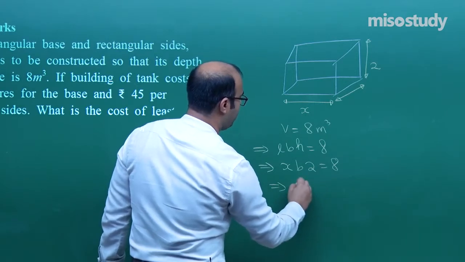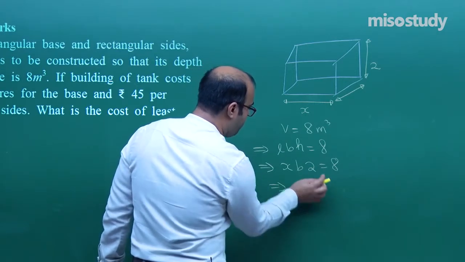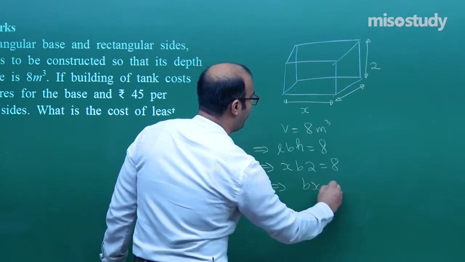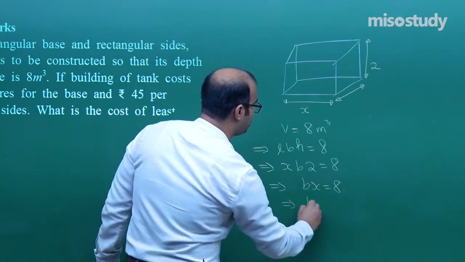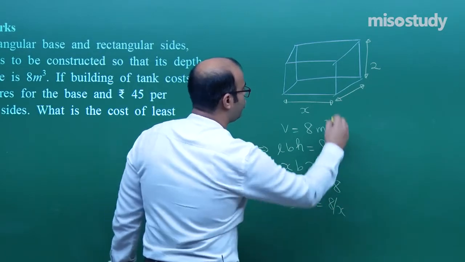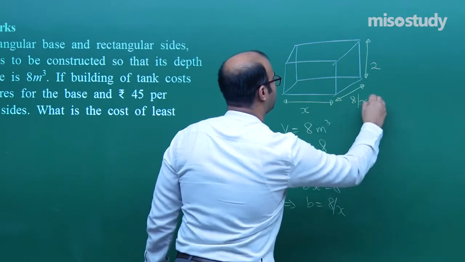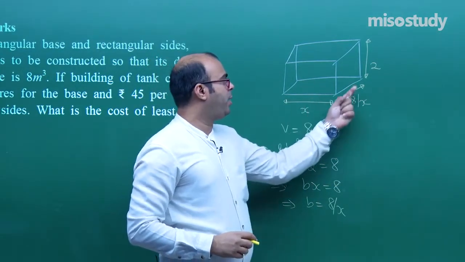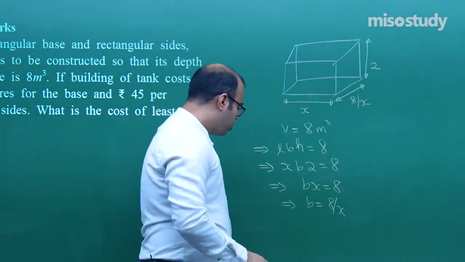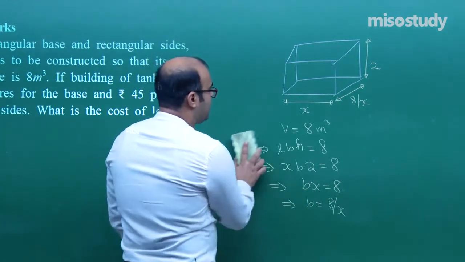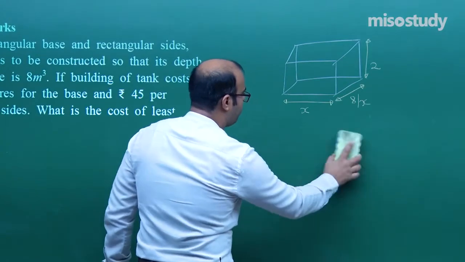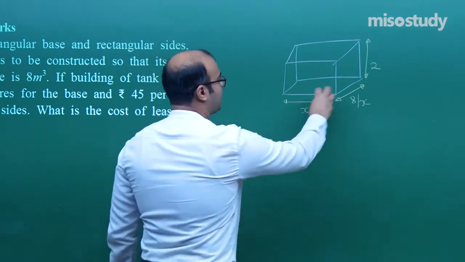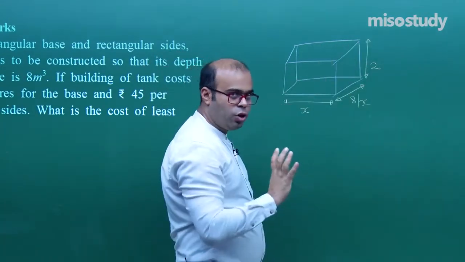So can we say that bx is equal to 4, or we can say the breadth is equal to 4 by x. So we can write it as 4 by x. Now we have all the dimensions of the sides, x, 4 by x and 2. So here only the variable x is varying. Depending upon x, this will also vary, but this height is constant.